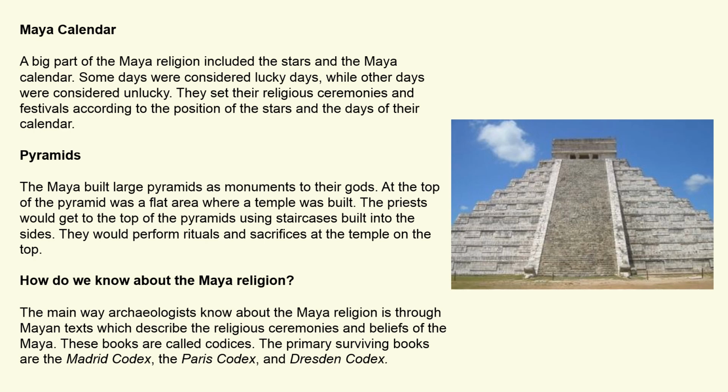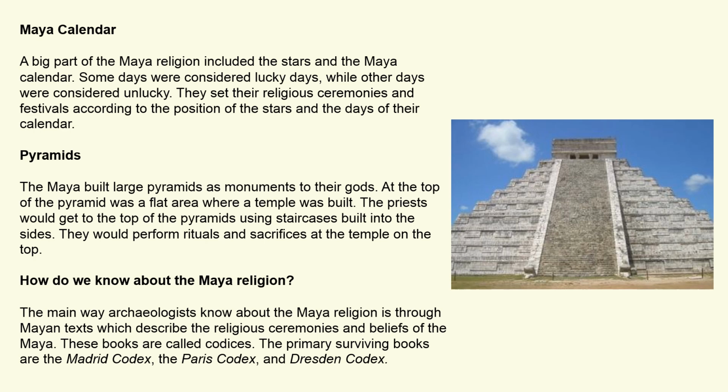At the top of the pyramid was a flat area where a temple was built. The priests would get to the top of the pyramid using staircases built into the side. They would perform rituals and sacrifices at the temple on the top. Now over here you can see an example of a pyramid.